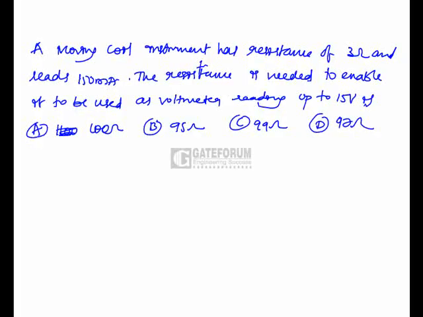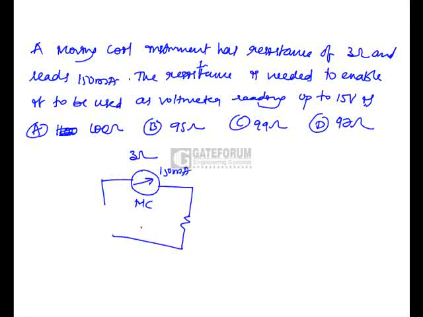The instrument has a resistance of 3 ohms and reads 150 milliamperes. We have a moving coil instrument with 3 ohms resistance and full scale deflection of 150 milliamps. Now, what resistance is needed to enable it to be used as a voltmeter reading up to 15 volts? To increase the rating, for voltmeters we have to connect one resistance in series. This is the total voltage applied across it. Let us take the resistance needed as R.